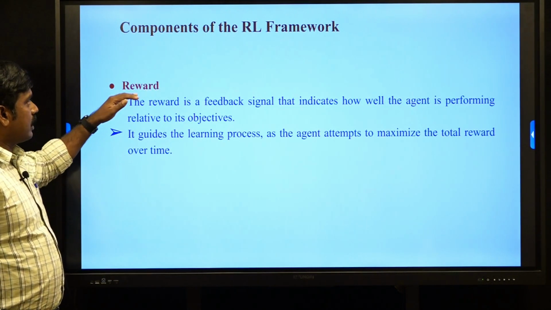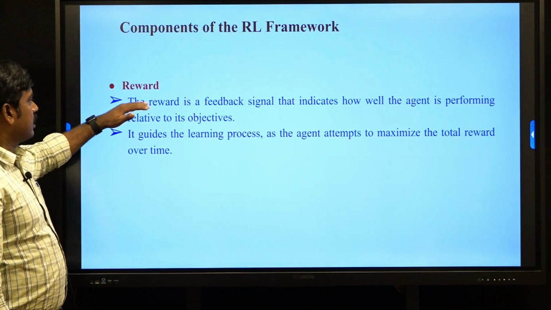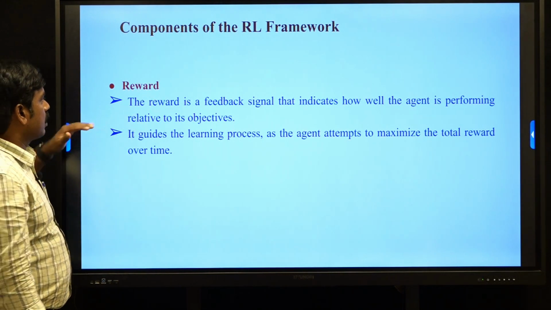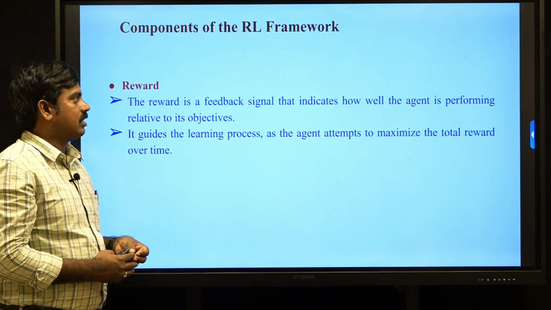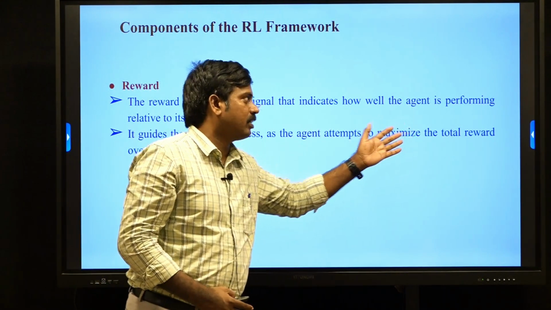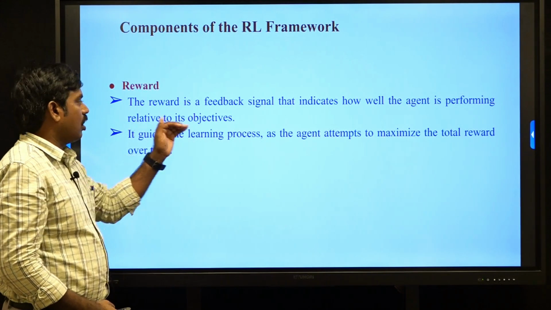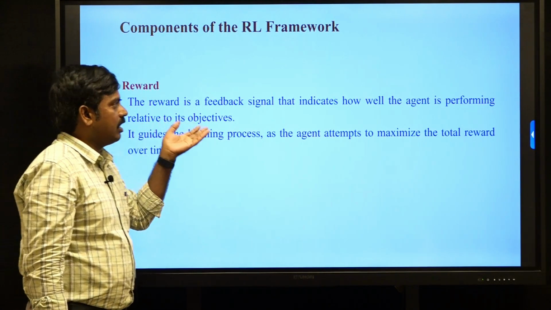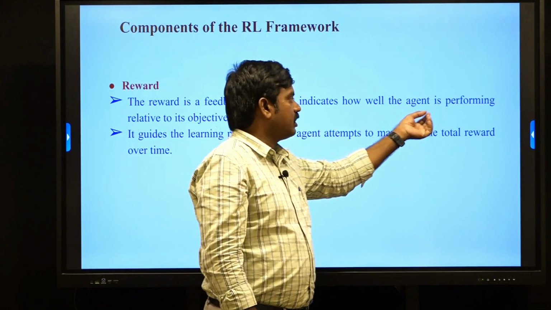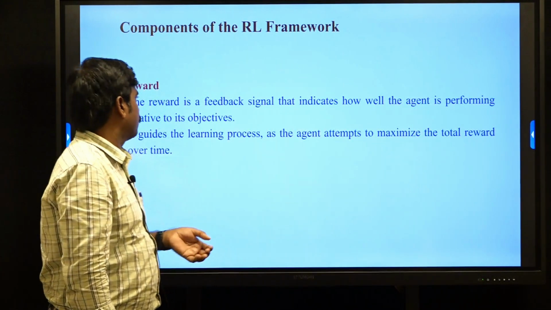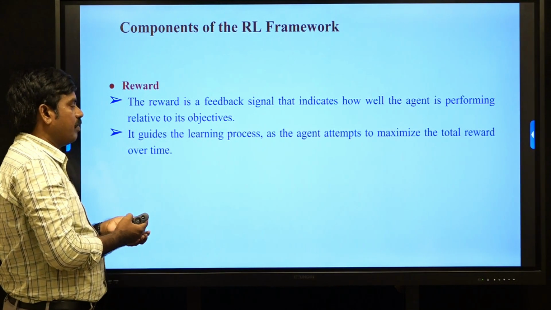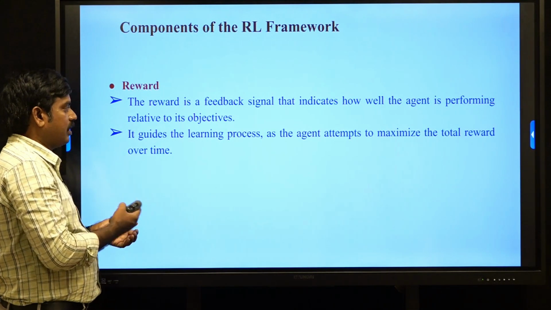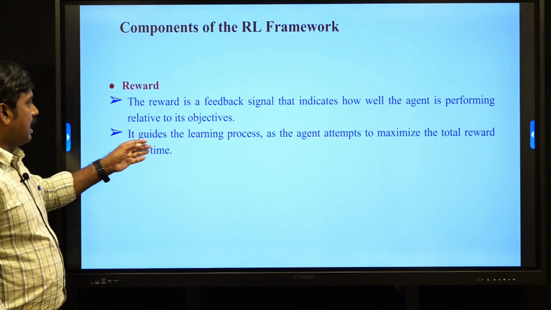The last component in reinforcement learning is reward. It is a very important component. The reward is a feedback signal that indicates how well the agent is performing in relation to its objectives. It is received from the environment by the agent for the action. It guides the learning process.